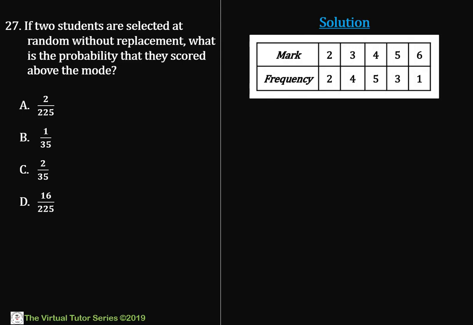The mode is the most frequent value, or the value with the highest frequency. From the table, the highest frequency is 5, with a corresponding mark of 4. Therefore, the mode is 4.